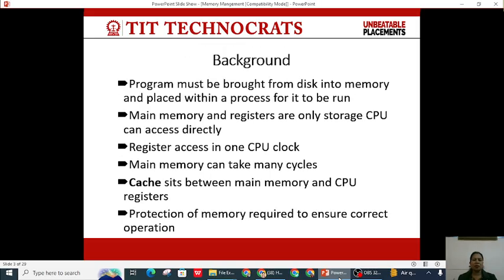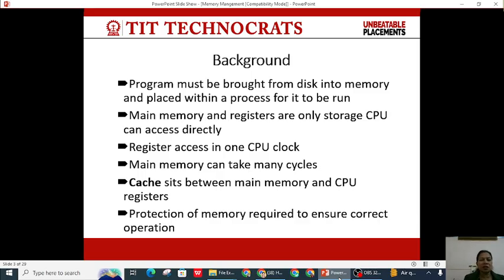Background. A program must be brought from the disk into memory and placed within a process for it to be run on the CPU. Every program needs to be in the ready queue for execution. So here main memory comes into existence, and main memory and registers are the only storage the CPU can access directly. It cannot directly access the hard disk or backing store.